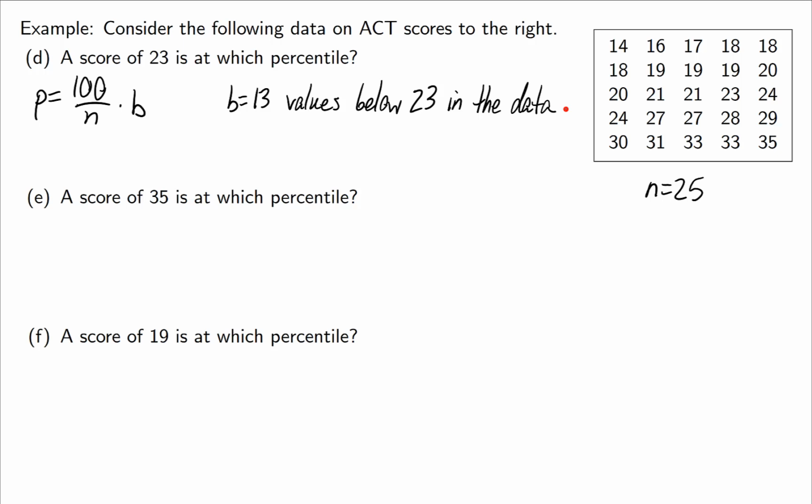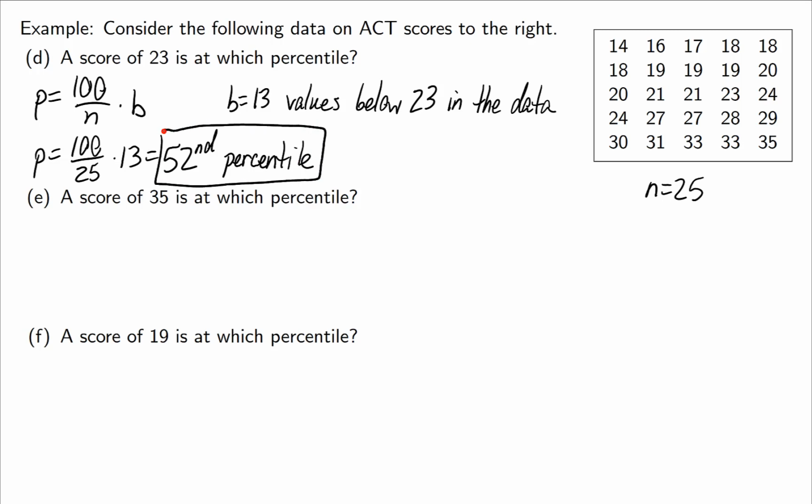Now I can plug all of this in. p is then going to equal 100 divided by 25 times 13, and I get 52. This is what we call a percentile, and often percentiles are listed as ordinals. So to write this cleanly, I'm going to call it the 52nd percentile. It's just a good unit to put on these when you're doing them.